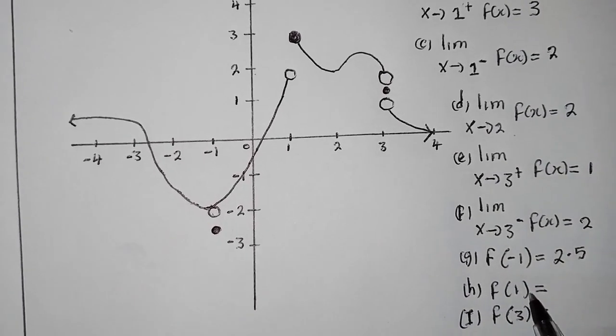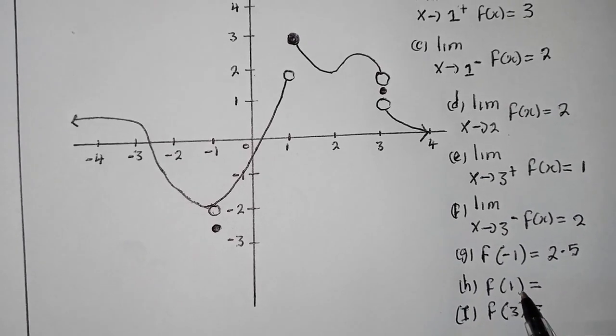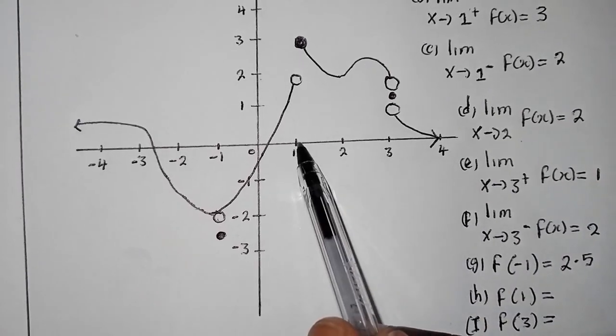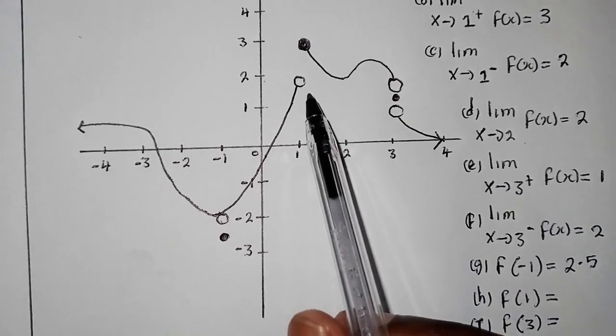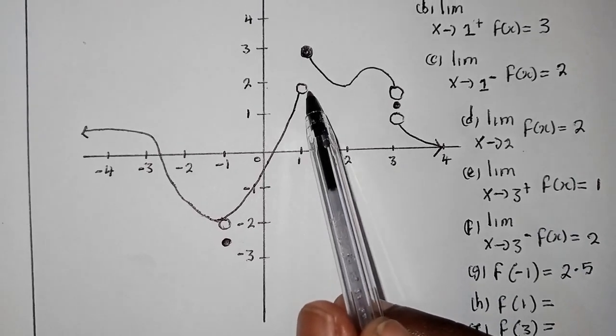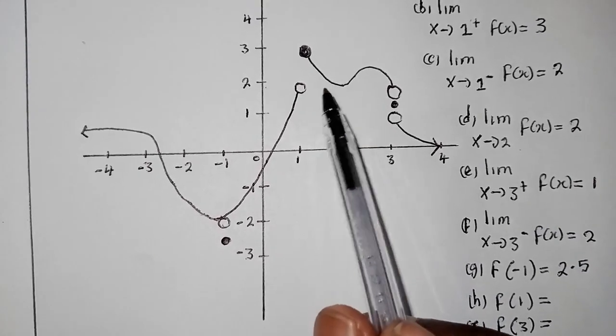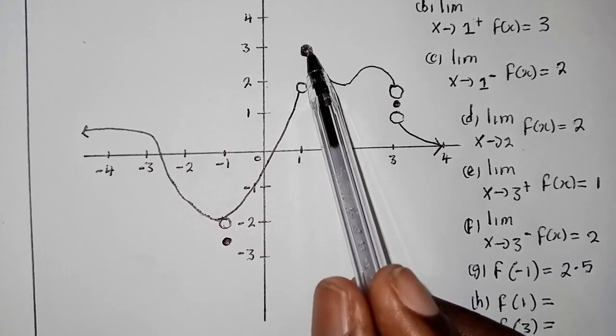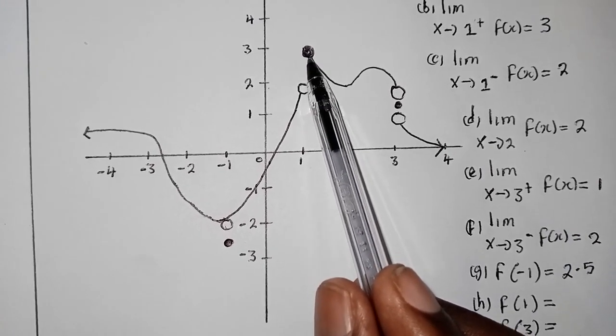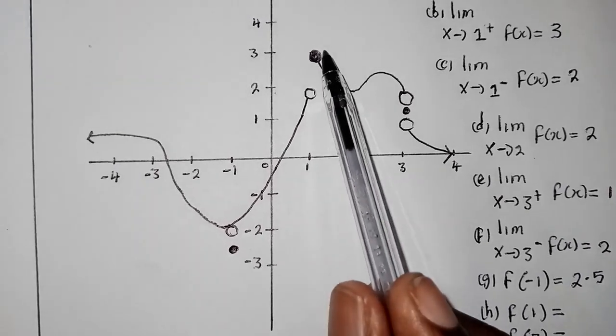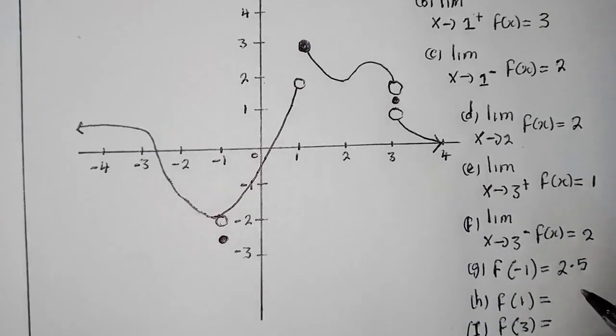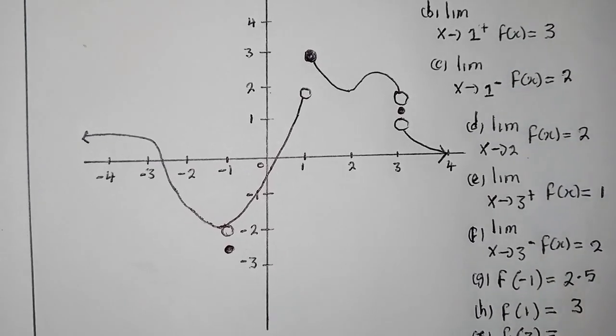How about if we insert 1 in the function f of x? We're at 1, we start moving upward like this. We find an open circle. An open circle doesn't give us anything, so let's try to find a closed circle. We find it in the same line where there is this open circle. It has 3, therefore 3 is our answer.